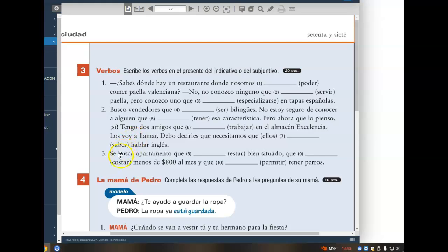Finally, part 3, se busca apartamento que esté, with an accent above the second E, esté bien situado, for the same reason that the first blank in number 2 was subjunctive, using the verb buscar for the beginning, number 8. Que cueste, C-U-E, stem changer, S-T-E, cueste menos que 800 al mes, y que permita tener perros. No need to conjugate tener. Permita, cueste, esté, all conjugated in the third person singular because you're talking about this hypothetical apartment that you're not sure exists.